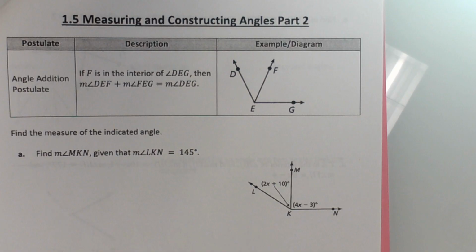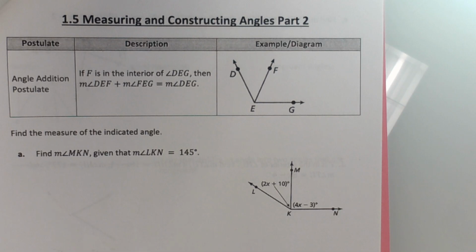Now, the first thing we're talking about is the angle addition postulate. The angle addition postulate is just a fancy name for something that you probably instinctively have an idea of how to do. Because if I told you that this angle right here was 40 degrees, and that this angle right here was 60 degrees, what would you tell me the big angle is? 100. You just used the angle addition postulate.